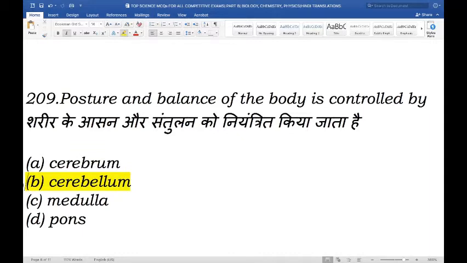Cerebellum, in Latin, translates to little brain, which is located near the brainstem, and it is responsible for a number of functions, including motor skills, such as posture, balance, and coordination.